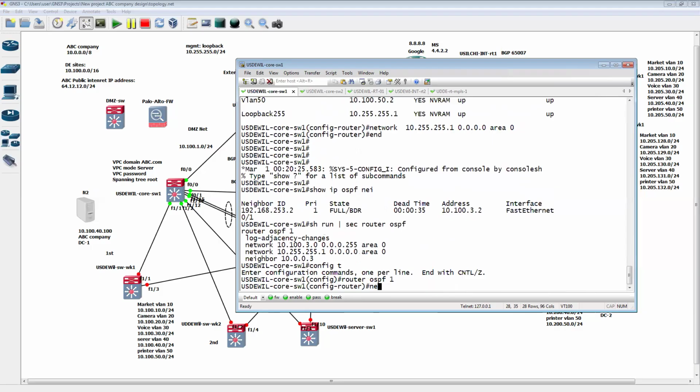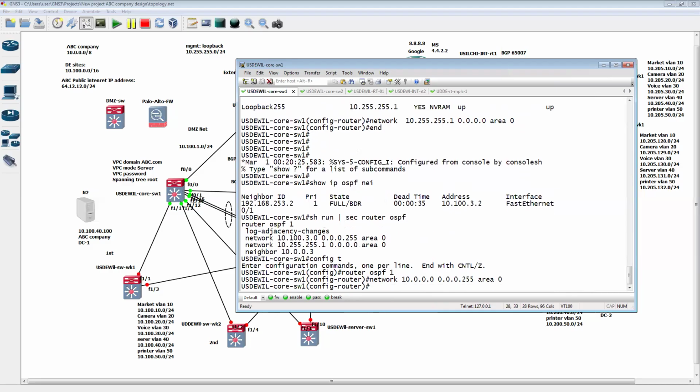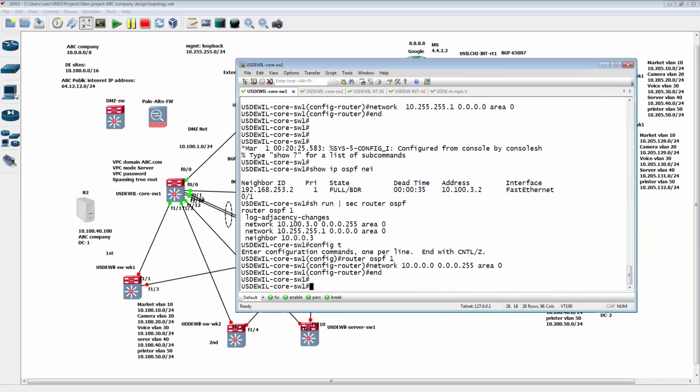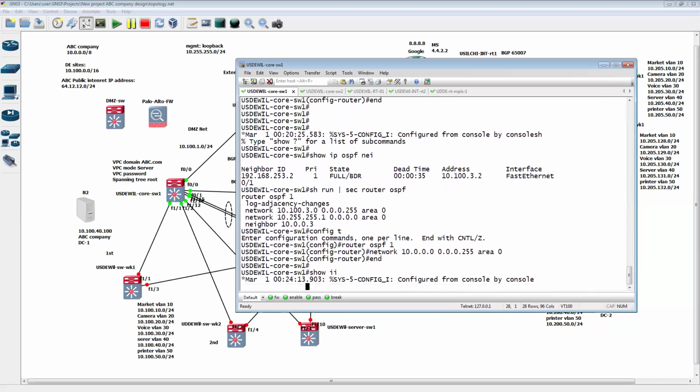We're going to say neighbor, not neighbor, network now. You see, network. And then we're going to say 10.0.0.0, 0.0.0.255 because it's a slash 24. And then now we're going to say, okay, can we join area 0 also? Can we join area 0? So now this time, let's see what we find in here.